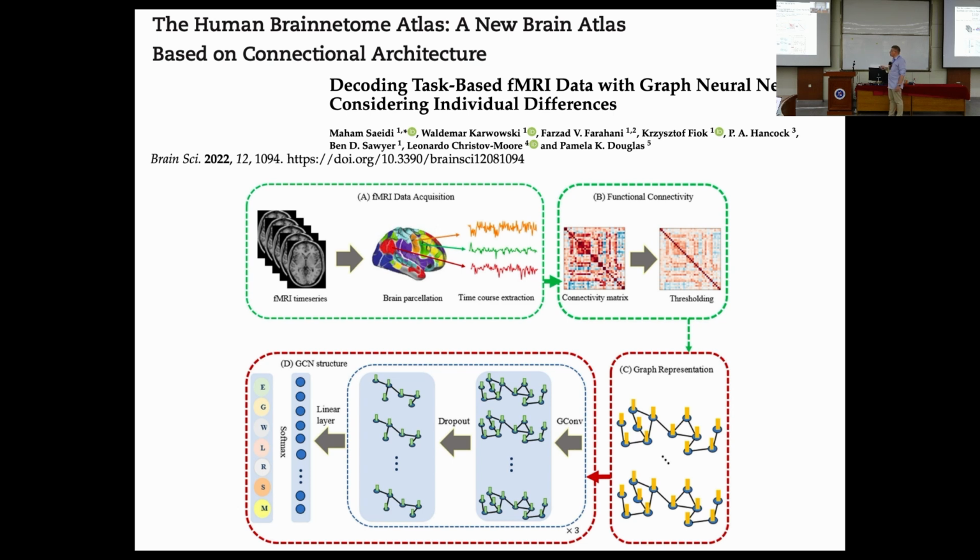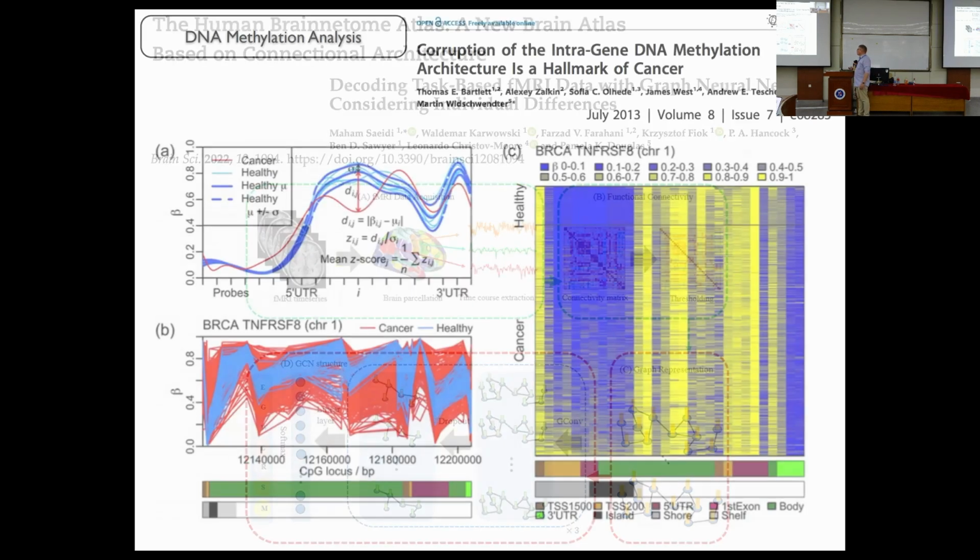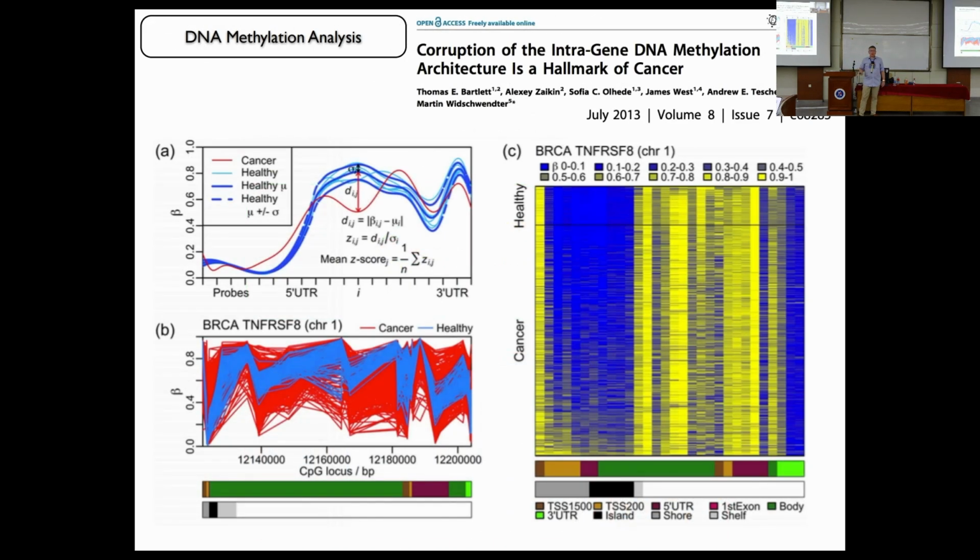But again, this is possible if we have time series, because fMRI actually is MRI in time. What to do if we don't have time series? Probably we have some internal profile of each parameter, like in the case of methylation for each gene. So here we have just a methylation signal for one gene, this BRCA TNF something.